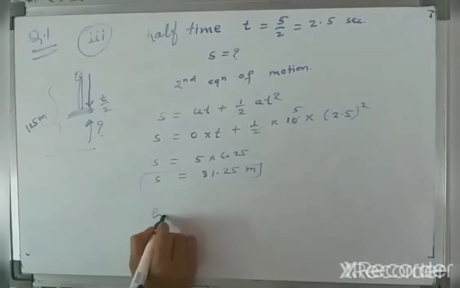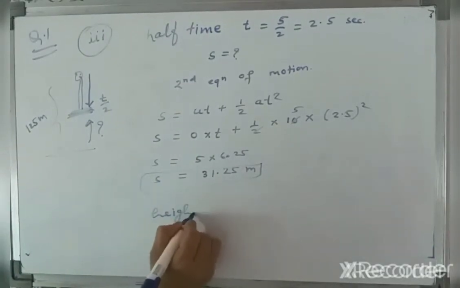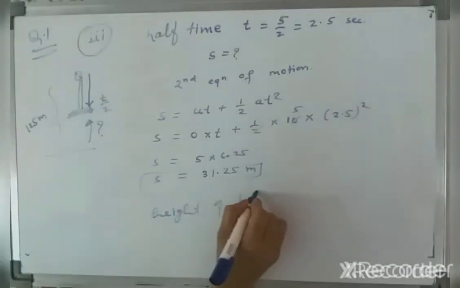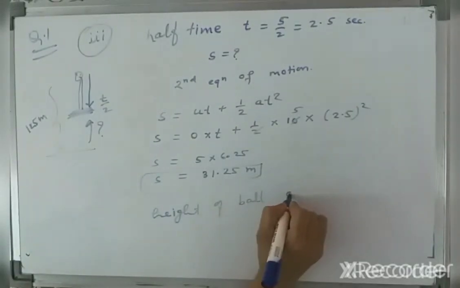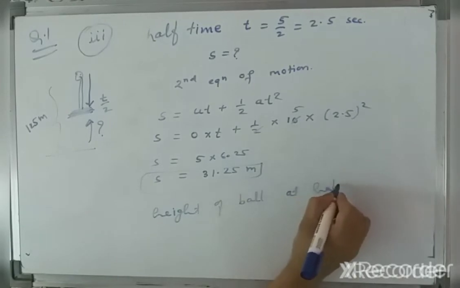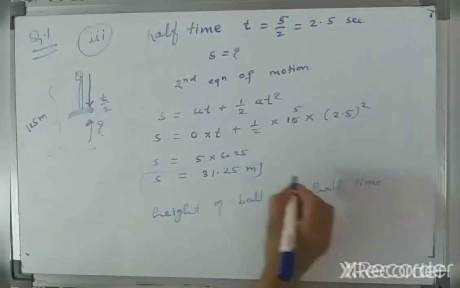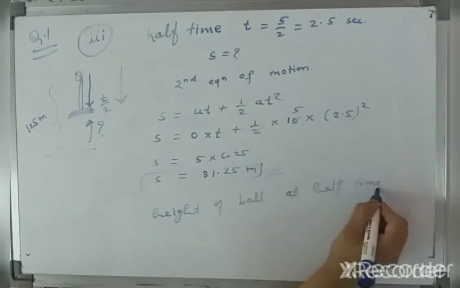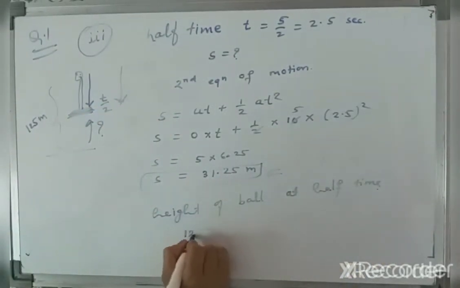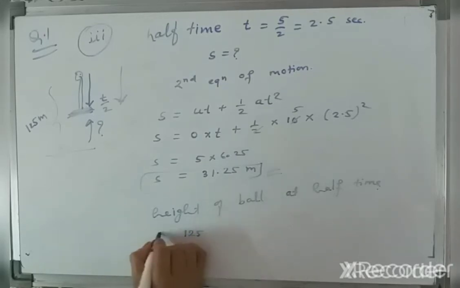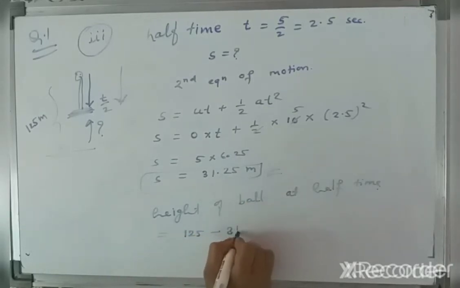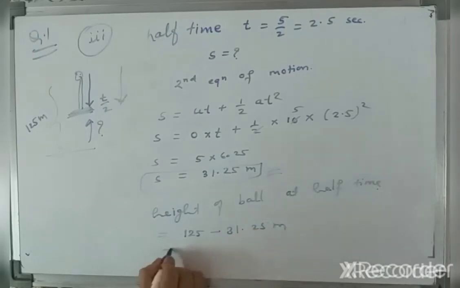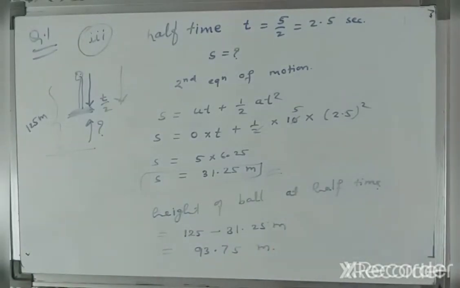So height of ball at half time, this much the ball is fallen down, right? We have to find out height of the ball at half time. That is 125 minus 31.25 meters equal to 93.75 meters. Let's move to the question number 2.